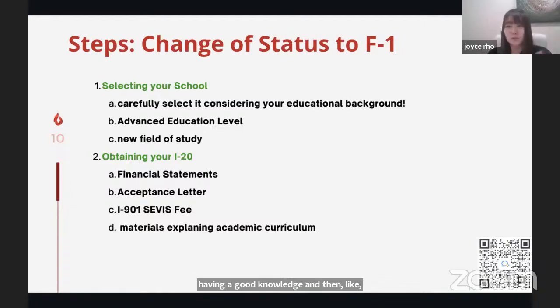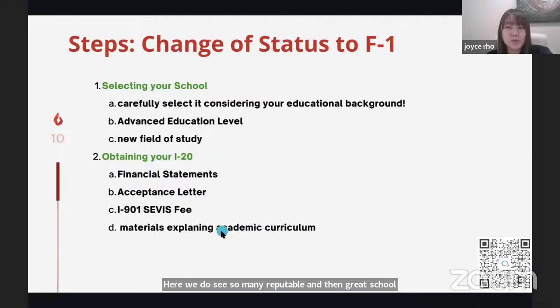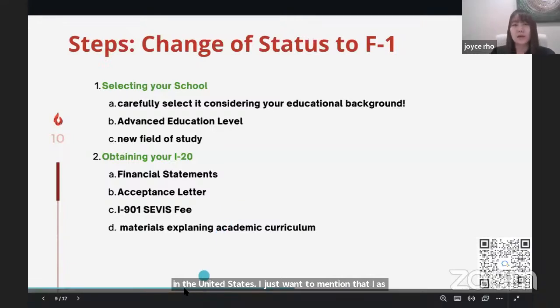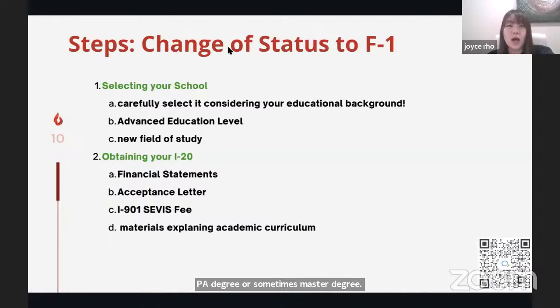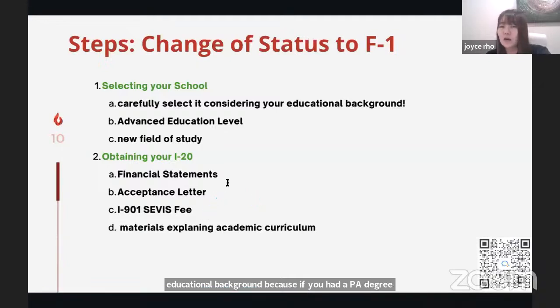Here we do see so many reputable and great schools in the United States. I just want to mention that I'm assuming most people here have at least a BA degree or sometimes a master's degree. So when you select your school for your future, maybe you can select it carefully by considering your educational background. Because if you had a BA degree in another country, but you select the same major for a BA degree, USCIS would think that this education is not that necessary for you.